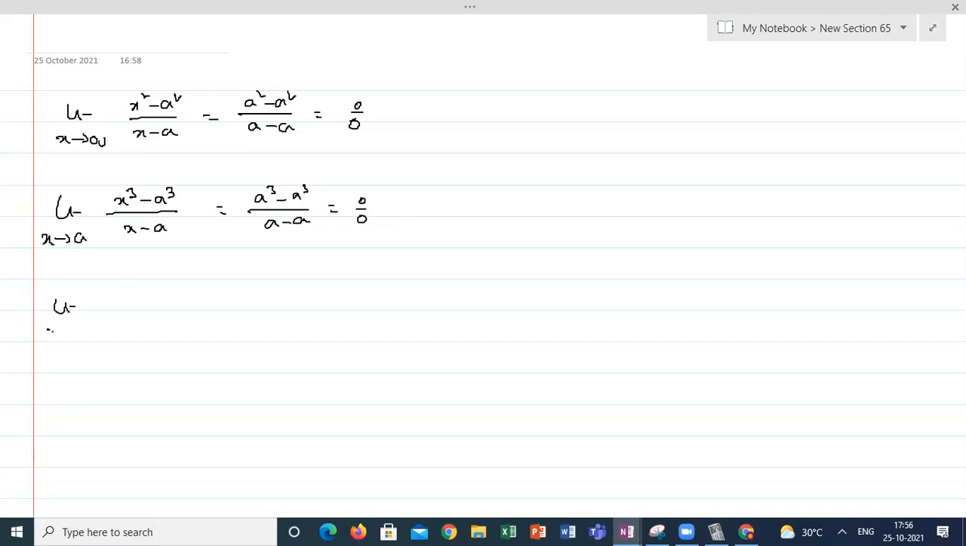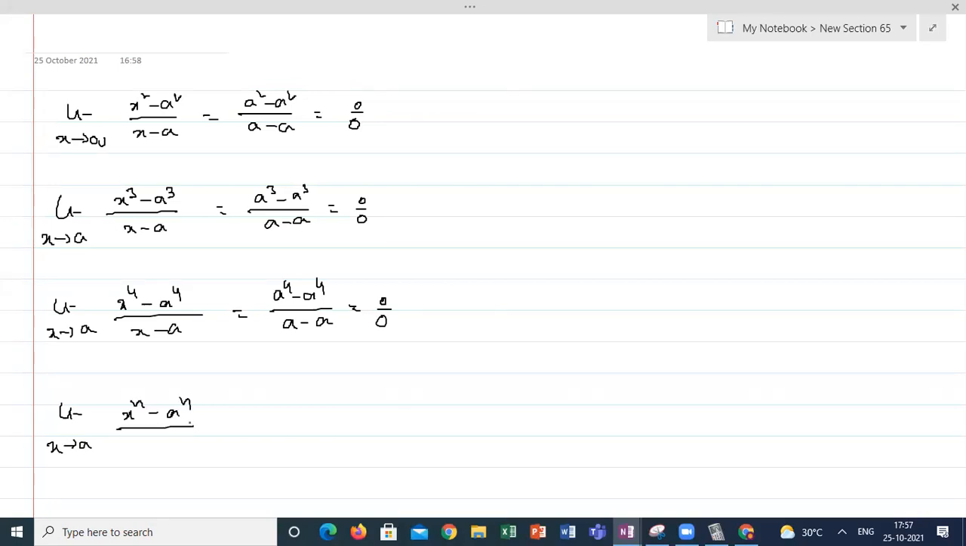Limit x tends to a, x power 4 minus a power 4 by x minus a. Here also I am getting a power 4 minus a power 4 by a minus a, which is equal to 0 by 0. Even if I am taking limit x tends to a, x power n minus a power n by x minus a, where n is a positive integer, the answer is a power n minus a power n divided by a minus a, 0 by 0.